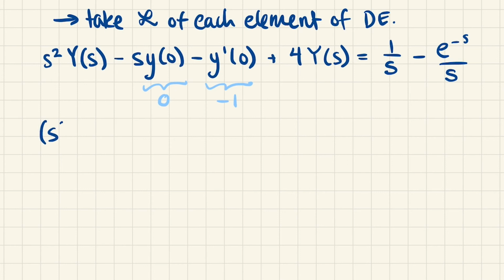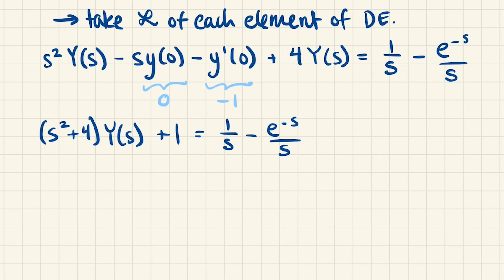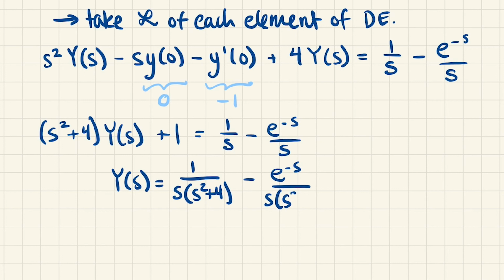Well, we can factor s squared plus 4 out of the capital Y of s, and we have a plus 1 is equal to all of these guys. Okay, so solving for capital Y of s, we've subtracted 1 over to the other side, and we also have to divide everything by s squared plus 4. So we're going to get 1 over s squared plus 4 minus e to the negative s over s squared plus 4, and then minus 1 over s squared plus 4.